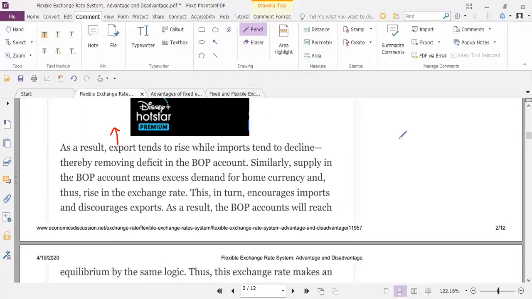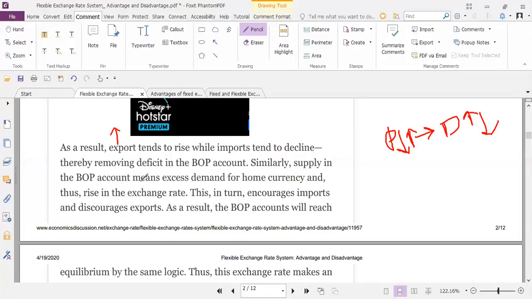So naturally, this is the law of economics. If the prices are low, then the demand will increase, right? And vice versa: if the prices go up, then the demand will decrease. The same thing is happening with exports also. If exports are becoming cheaper, then exports tend to rise while imports tend to decline, thereby removing the deficit in the balance of payment account. So this will remove the deficit.